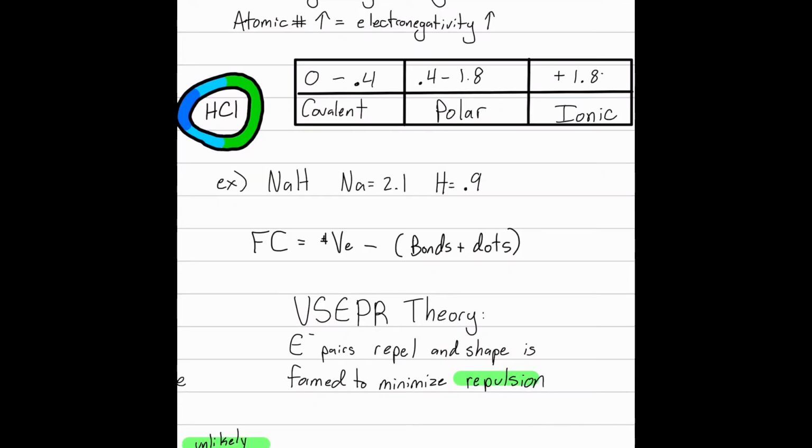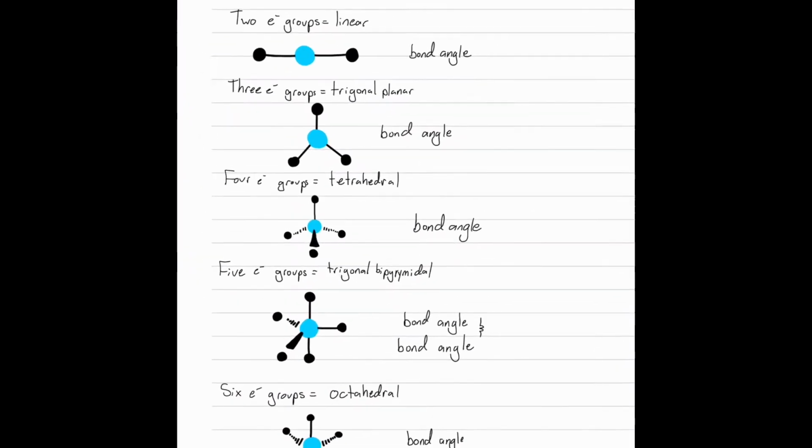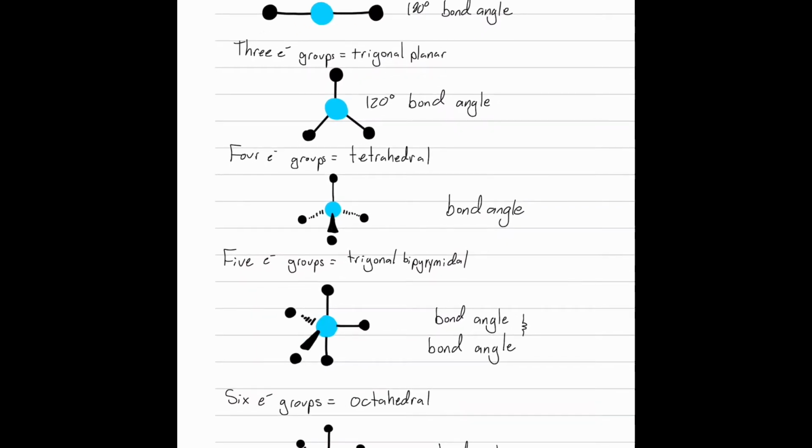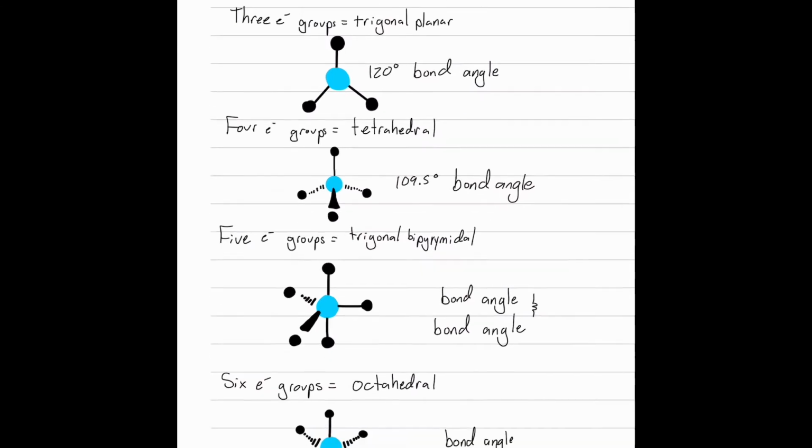According to VSEPR theory, electron pairs will repel each other, so a molecule's shape is formed to minimize this repulsion. Here is a chart of the geometry made from the different number of electron groups in a molecule. 2 electron groups in a molecule means that the geometry will be linear, giving it a 180-degree bond angle. 3 electron groups gives us the trigonal planar shape with a 120-degree bond angle. 4 electron groups gives us the tetrahedral shape with a 109.5-degree angle.